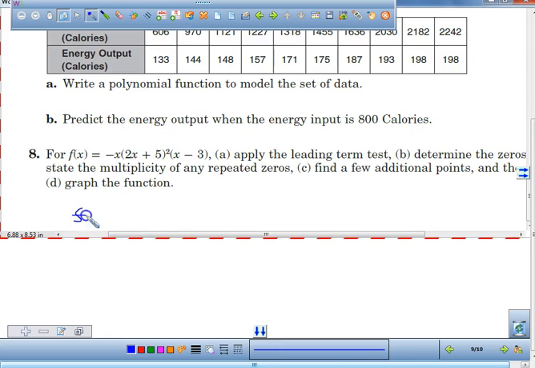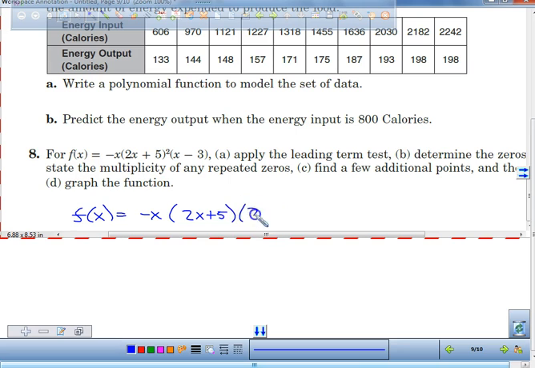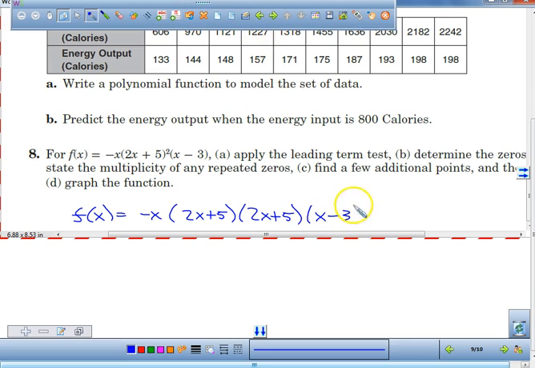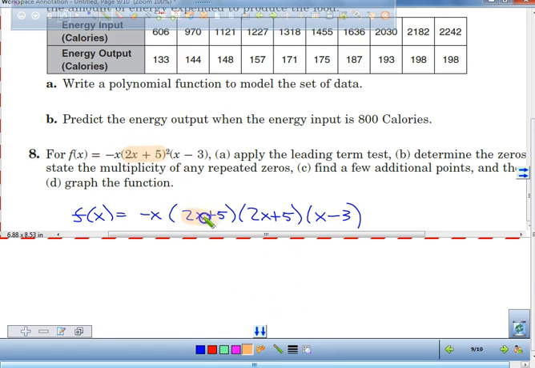And here, we're going to rewrite this function. F of x equals negative x times 2x plus 5 times 2x plus 5 times x minus 3. What did I do a little bit differently? You factored out the x times x plus 5. Because if it says it's squared, what does that mean? That means you have to do that twice.